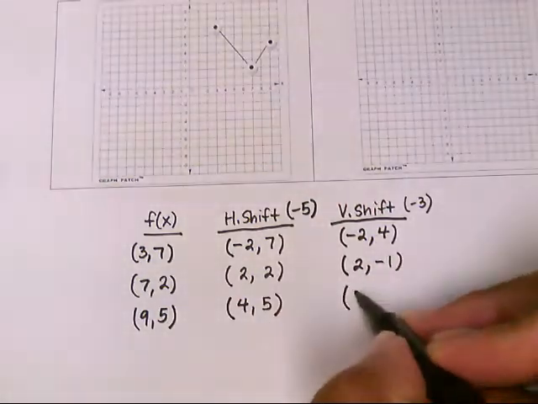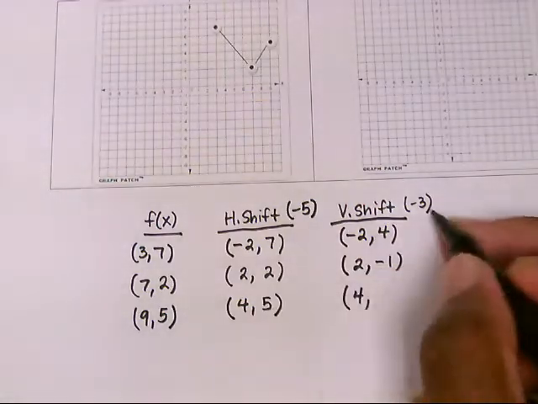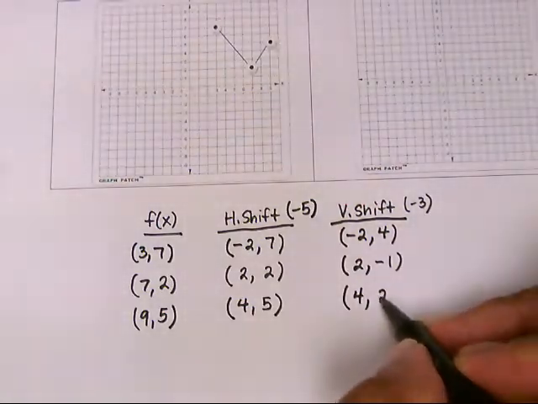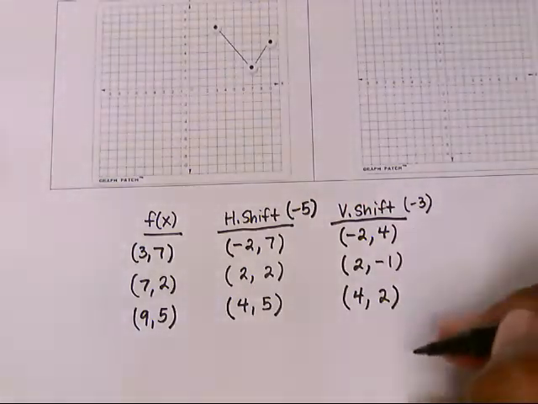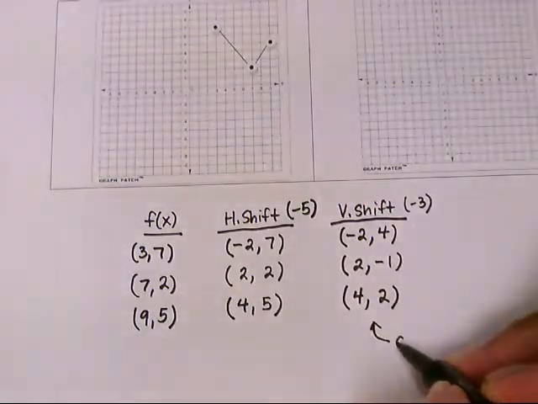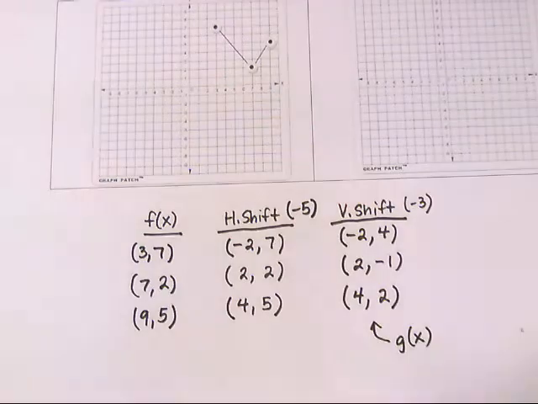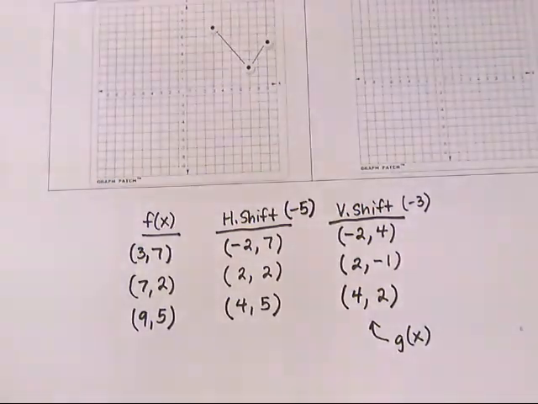For this last ordered pair, bring down the 4. 5 minus 3 would be 2. So these ordered pairs are going to represent the graph of g of x. So I'm going to graph that on the coordinate plane.